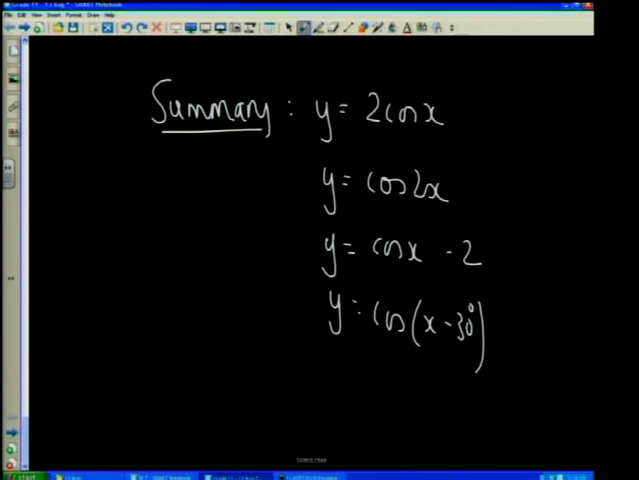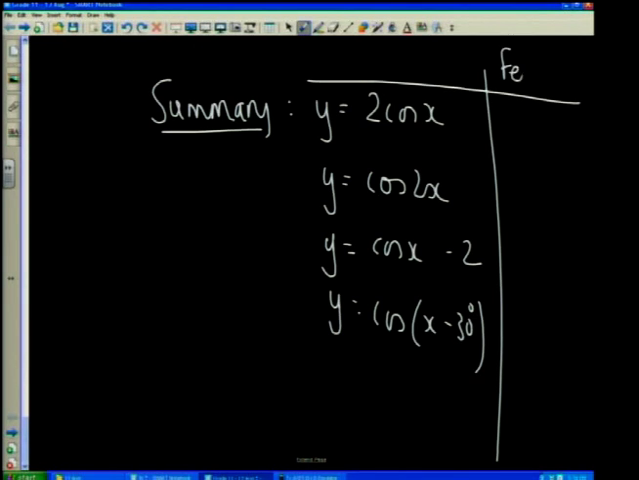Okay, so what is the period in each case? Let's write down what the period would be. Okay, cos x, 1x, period is 360. Cos 2x, coefficient of x is 2, so the period is parent divided by 2, which is 180. 1x, period is 360. 1x, period is 360.